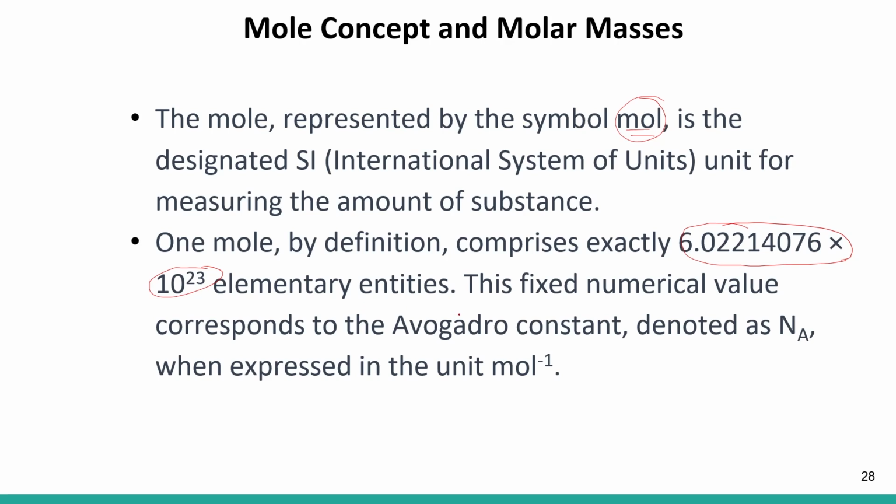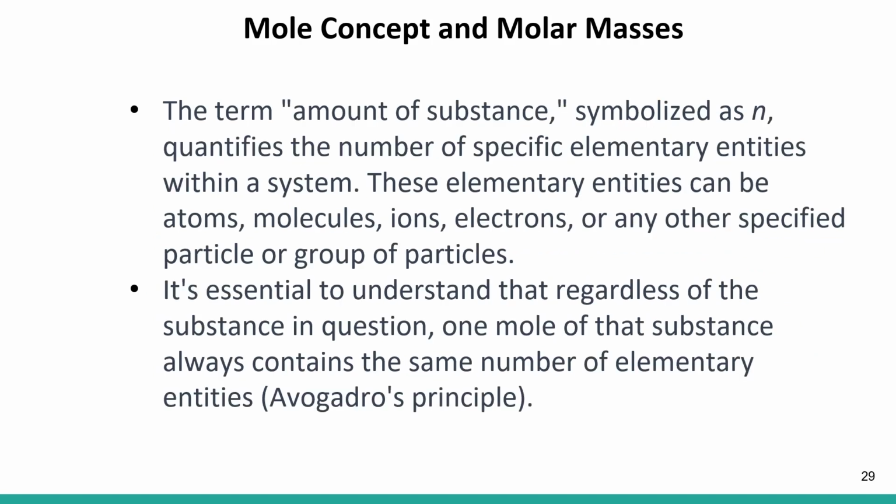This number is fixed and it is called the Avogadro constant, or Avogadro number, and it is represented by N_A, where A is in subscript, and its unit is per mole. The unit here represents that this amount of electrons per mole, this amount of atoms per mole, or this amount of molecules per mole. The term amount of substance is represented by N. This N can be anything. It can be an atom, molecule, ion, electron, or any other specified particle or group of particles.